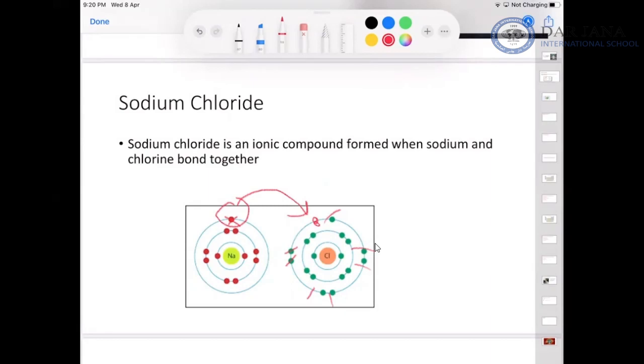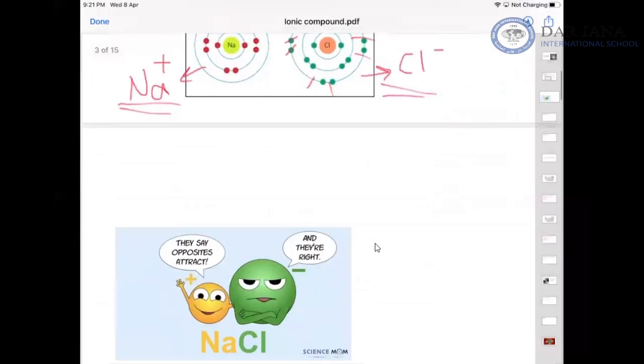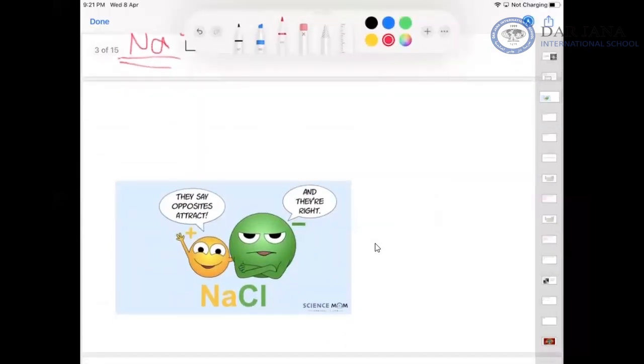Both are happy. So sodium is losing 1 electron. It becomes sodium ion, Na+, while chlorine is gaining 1 electron. It becomes chloride ion, Cl-. Now notice that I said chloride with IDE at the end, because the negative ions will have this suffix of IDE. So now I have a positive ion, I have a negative ion, and they are going to attract each other. Opposite charges attract. So I will have NaCl.